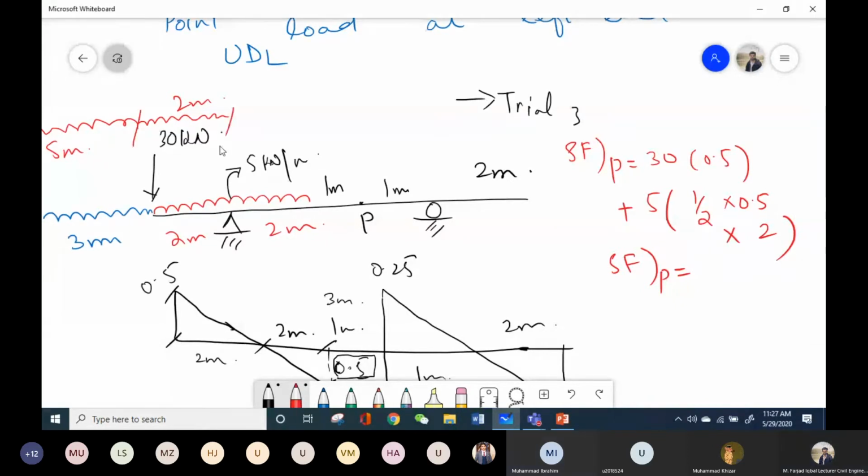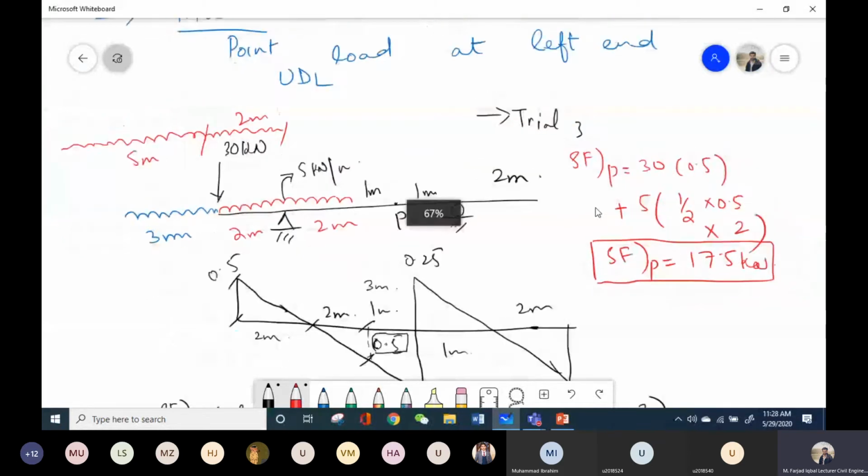$17.5. Can anyone else confirm this? Because I don't have this value. Yes, sir, 17.5. Okay. So 17.5. Now you can see that when only a small portion of UDL is acting on the beam, we are getting the maximum value of shear force at point P.